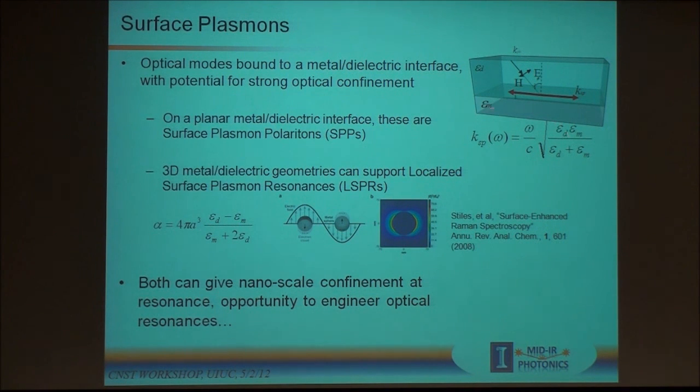Now, there are two types of surface plasmon modes that people generally talk about. The first is the propagating mode that exists at the metal dielectric interface that propagates along that interface, and that's generally referred to as a surface plasmon polariton. You can also get a plasmonic mode that exists on a 3D geometry. It's localized to an actual three-dimensional object in space, and these are generally referred to as the localized surface plasmon resonances. Now, both of these resonances can give nanoscale confinement of your light, assuming that you're working with the right frequency, and the opportunity to engineer optical resonances.